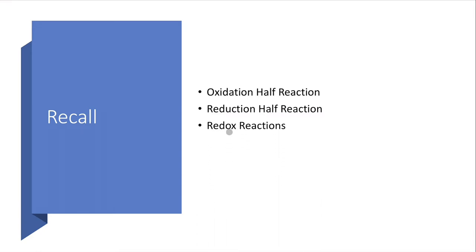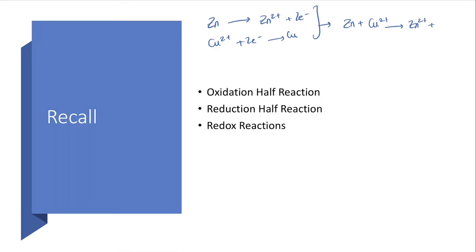You still remember that in the first video we talked about Zn becoming Zn2+ plus 2 electrons, and Cu2+ gaining 2 electrons to become Cu. This formed the redox reaction, which was Zn plus Cu2+ giving us Zn2+ plus Cu. You still remember that we dipped zinc strips inside Cu2+ ions, and then copper metal was formed.